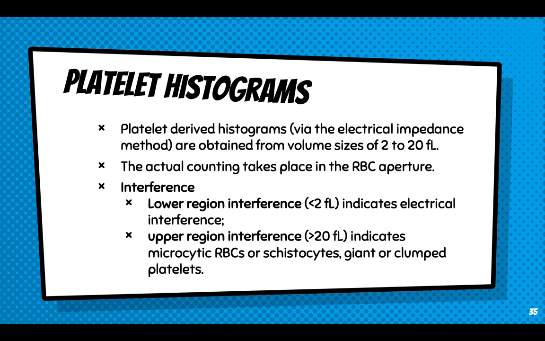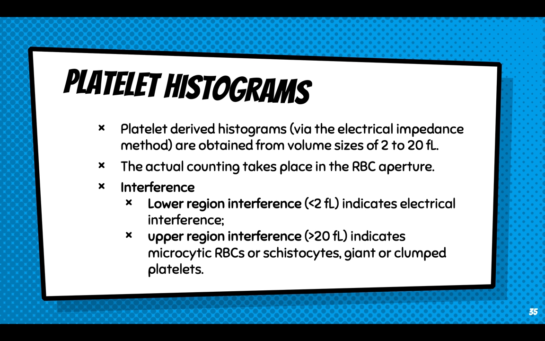Unlike your RBC, which are measured at 80 to 100, your platelet histogram is from 2 to 20. Why is it much lower compared to your RBC? Again, going back, because your platelets in general are very small in size. Sometimes you mistake them as fragments. They are really very small in size.